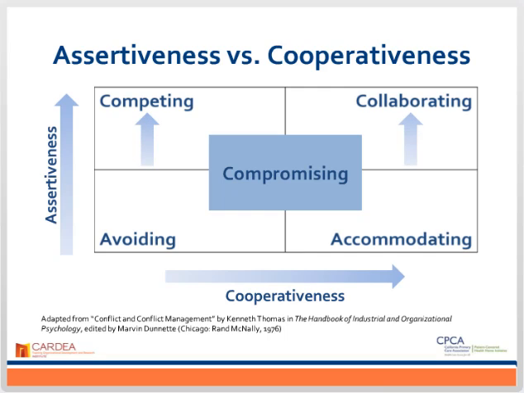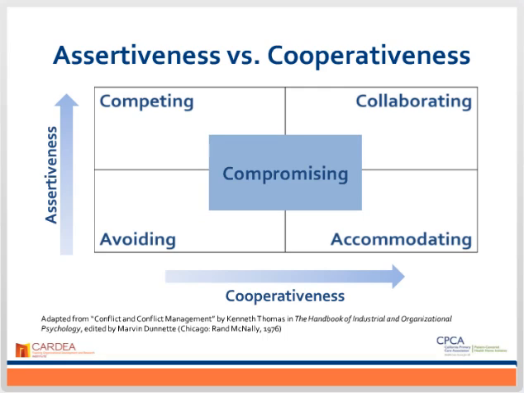Both competing and collaborating are high on assertiveness. Those who use competing and collaborating as methods tend to get their needs met. But while competing is low on cooperativeness, collaborating is high. Those who use competing as a method tend to meet their needs at the expense of others, while those who use collaborating as a method are concerned about meeting both their needs and the needs of others.